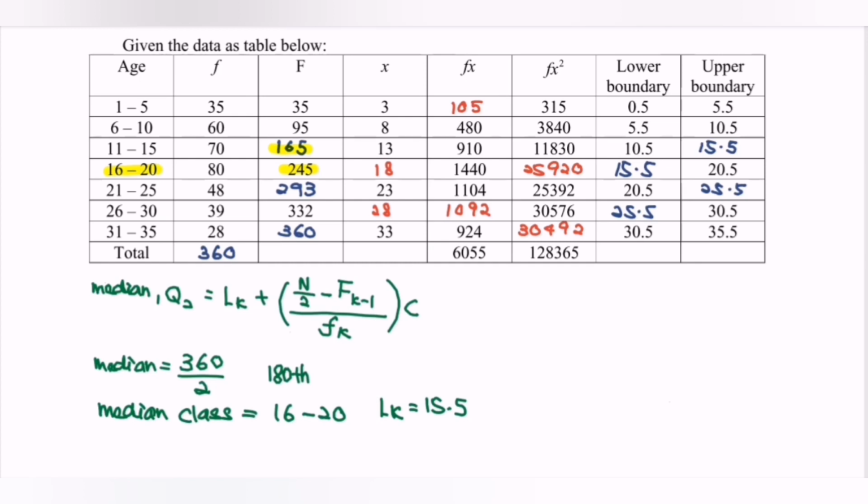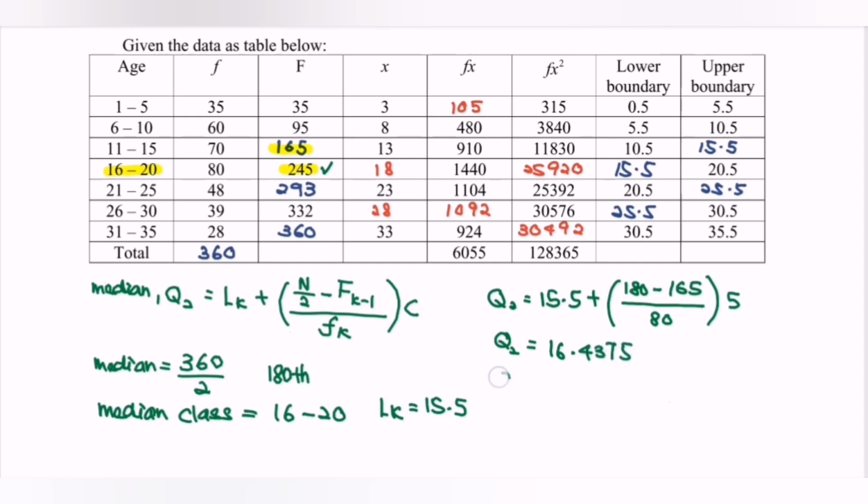Now we substitute the values. Q2, the median, equals the lower boundary 15.5 plus N over 2, which is 180, minus, referring to the formula, capital F sub K minus 1, which is the cumulative frequency of the previous class, 165, over small letter f sub K, the frequency of the median class, which is 80, multiplied by the class interval, which is 5. By referring to the calculator, Q2 is equal to 16.4375. So we can approximate 16.4 as the median.